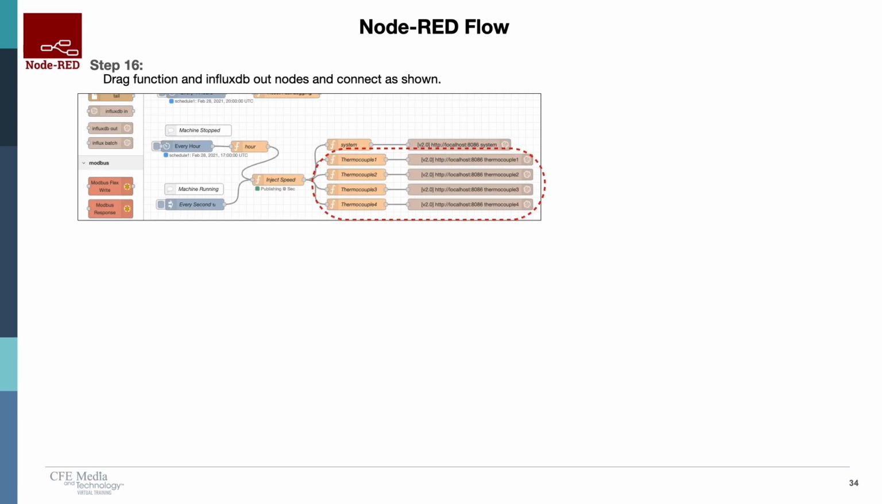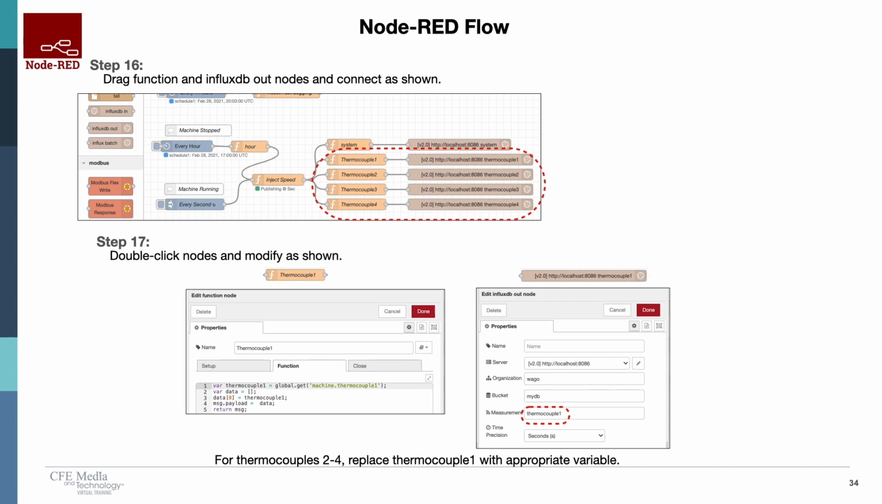And then we would repeat this for the other objects in our global context, which would be our thermocouples. We simply need to create a variable with the name that we want to call that. So in this case, thermocouple 1, then pass that into an array, element 0, return it as the message.payload, and then update the DB out node with the name of the measurement that we're passing to it. So we would have one for number 1, number 2, number 3, and number 4, as you can see here.